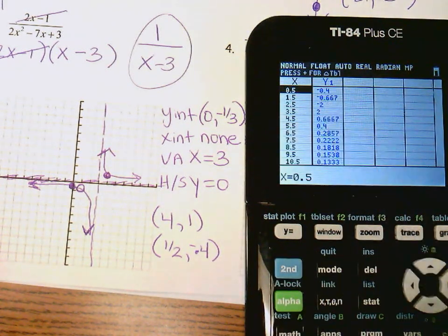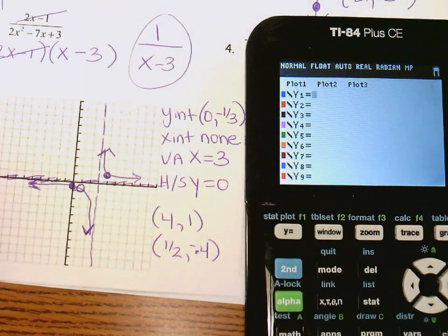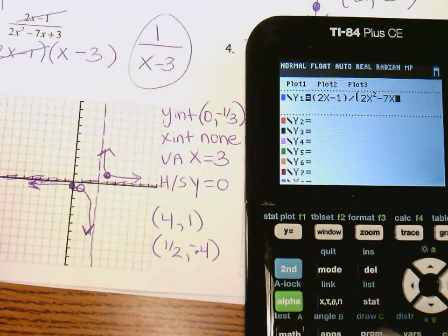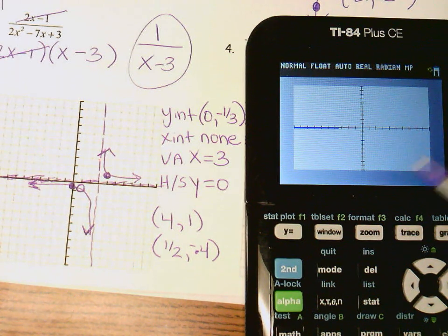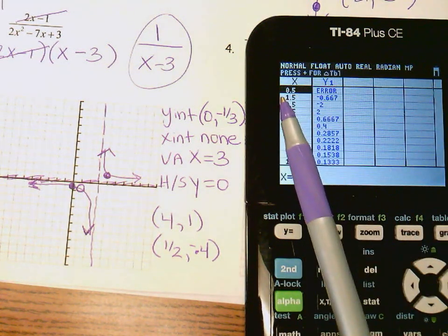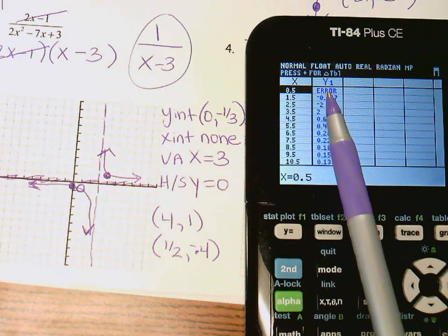wait a second. Oh, I didn't plug in the original function. The original function was 2x minus 1 divided by 2x squared minus 7x plus 3. So here's my function again. It looks the same. But now I can't see a hole on the graph, but if I go to my table, it says there's an error at 1/2. So I know that I got the hole correct.